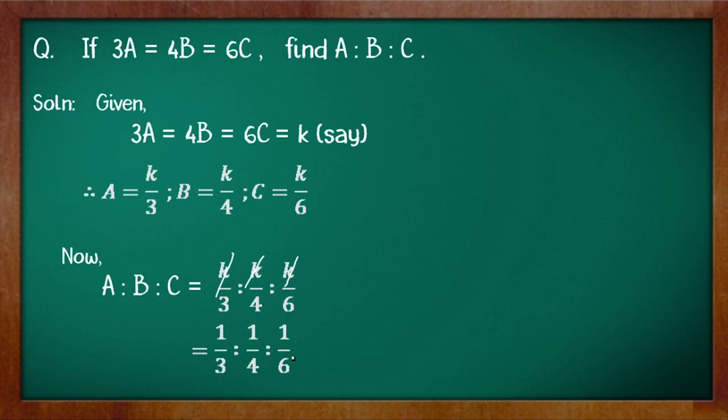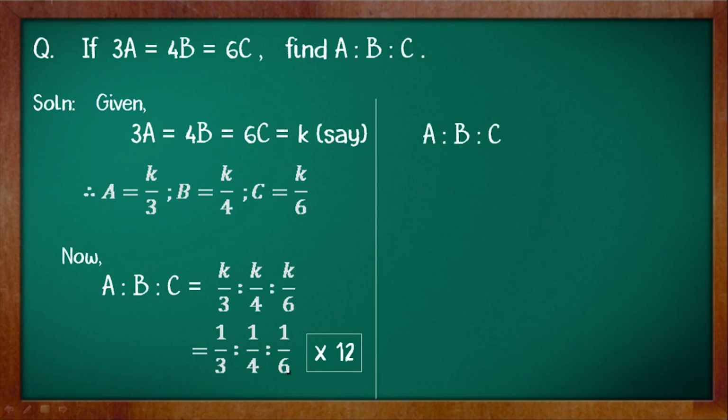So whenever we change the fraction ratio into whole numbers, what we'll do is we will multiply with the LCM of the denominators. So we have to find the LCM of the denominators. What is the LCM of 3, 4 and 6? It is 12. So we'll multiply by 12. So after multiplication, what we get is a is to b is to c is 12 ones are 12, 12 ones are 12, 12 ones are 12, so 12 by 3, 12 by 4 and 12 by 6.